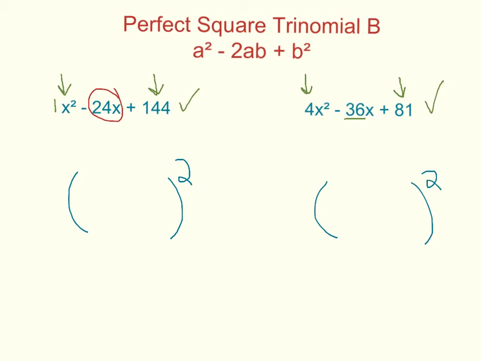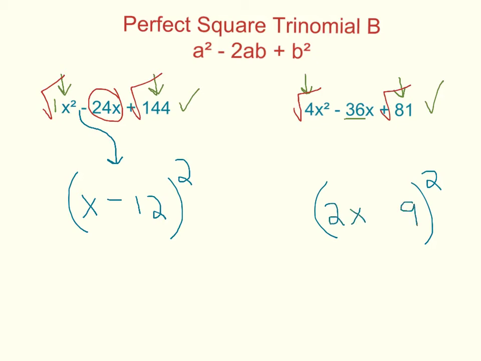And then to fill in your binomials, you square root the first and the third term. The square root of x squared is x, and the square root of 144 is 12, but in this case, since we have a subtraction sign in our trinomial, it's going to be x minus 12 squared. And now for the second one, square root first and third terms. Square root of 4x squared is 2x, the square root of 81 is 9, and then because we have subtraction, it's 2x minus 9 squared.